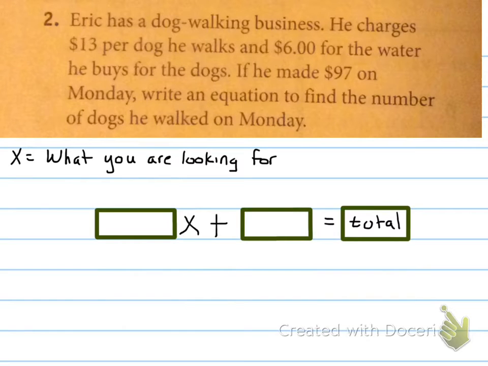So Eric has a dog walking business. He charges $13 per dog and $6 for the water. Let's highlight the whole thing. If he made 97 on Monday, write an equation to find the number of dogs he walked on Monday. So what is X? X is what we're looking for. So X equals number of dogs.